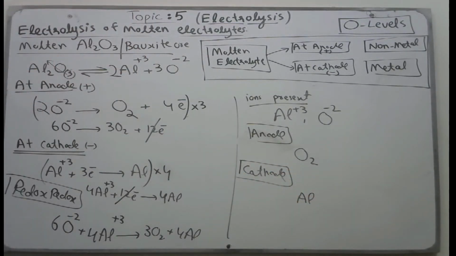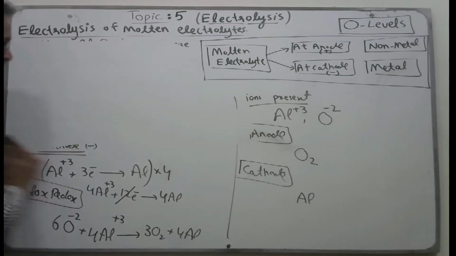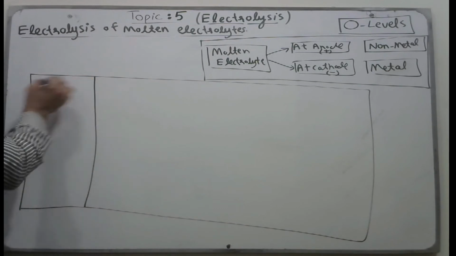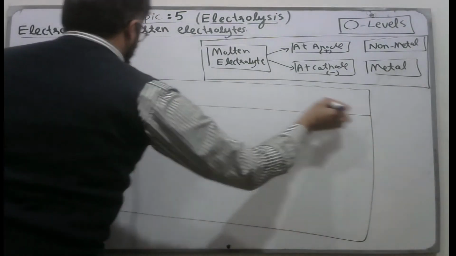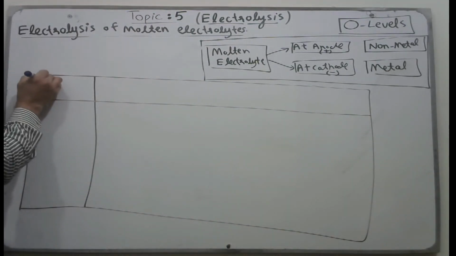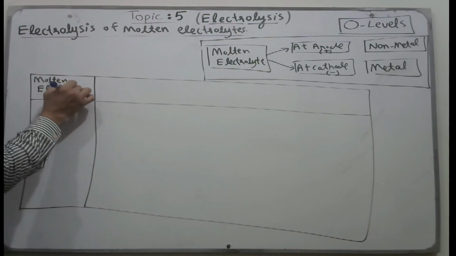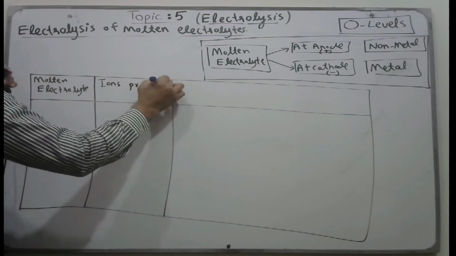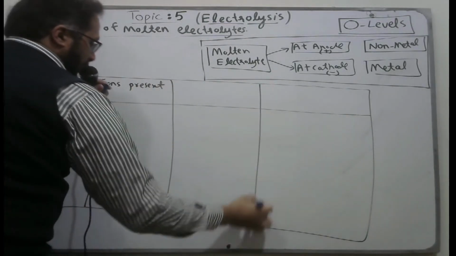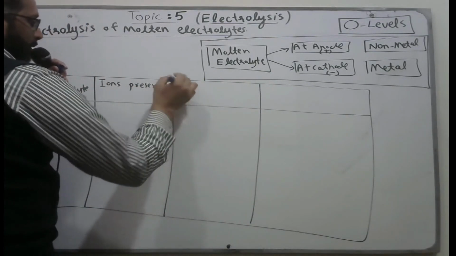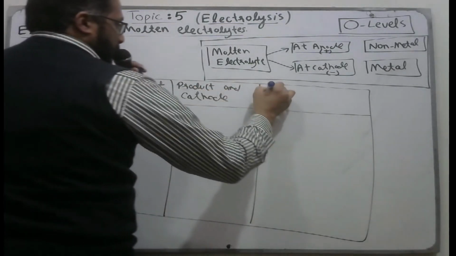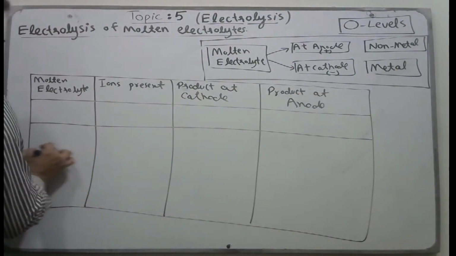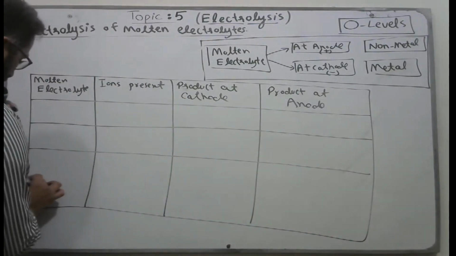Now we discuss the question that is in the Cambridge exams. In the Cambridge paper, you are given a table and you have to complete it. In the first column you get the molten electrolyte. In the second column we are given the ions present. In the third column you are asked the product at cathode and product at anode. We are given the different electrolytes and we have to complete the table.